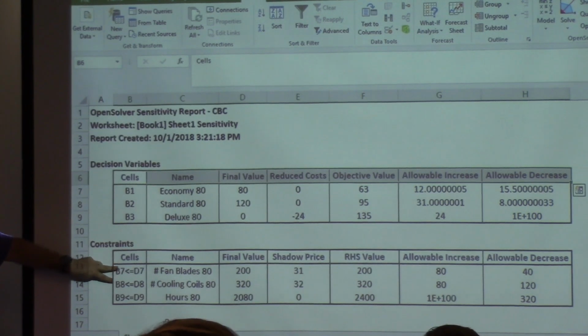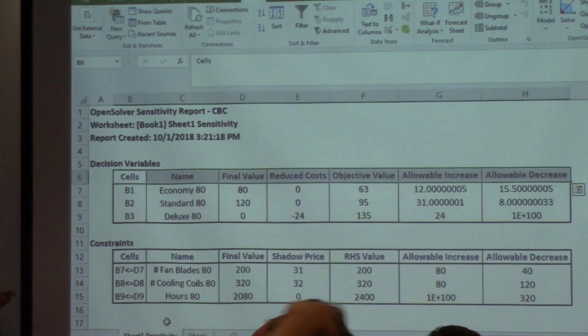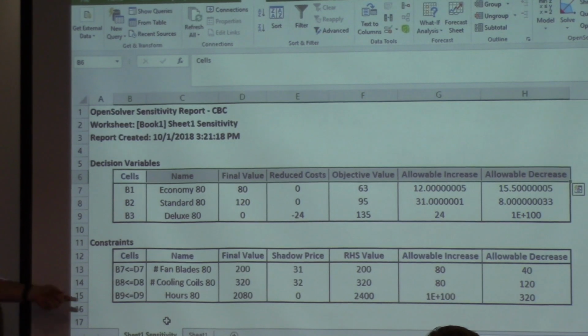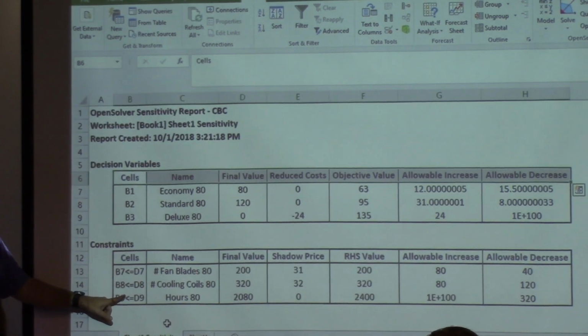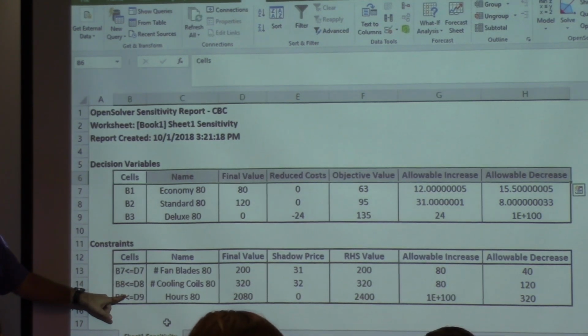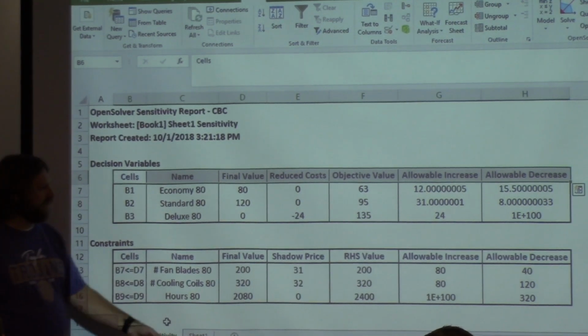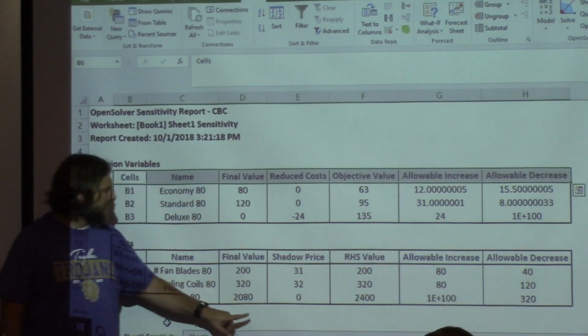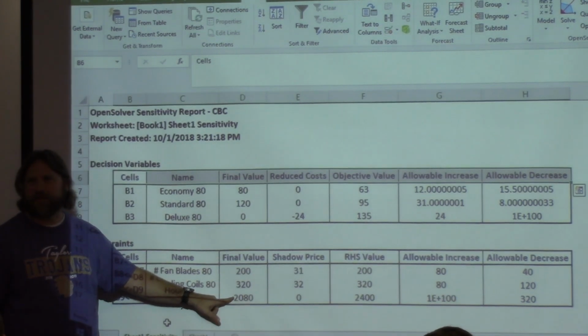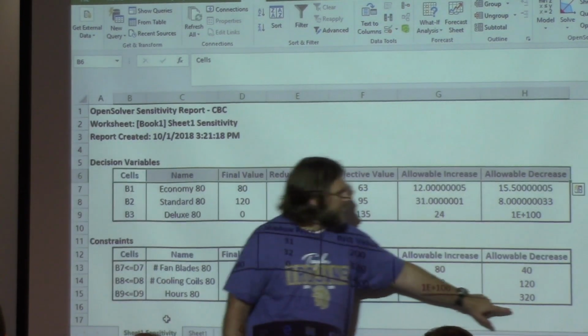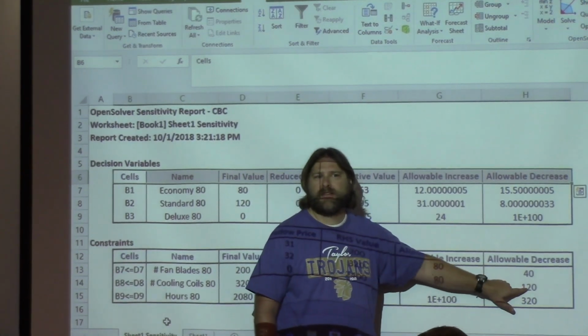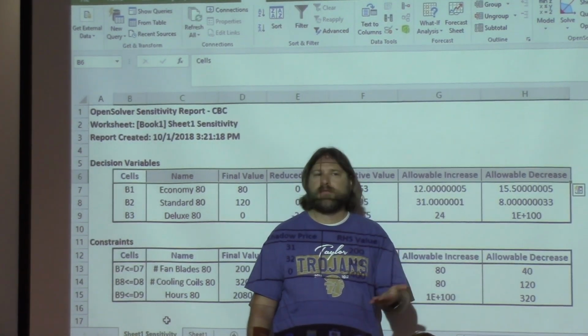Part C was which one is not binding. We've already said that. How much slack is in this constraint right here? How do we figure out what the slack is? There's two ways that you can do it. The complicated way is subtract the right-hand side value from its current value, right? That's its slack. Or you can just look at what that allowable decrease is. That's how much we can lower it before it becomes binding. So that's what our slack is.